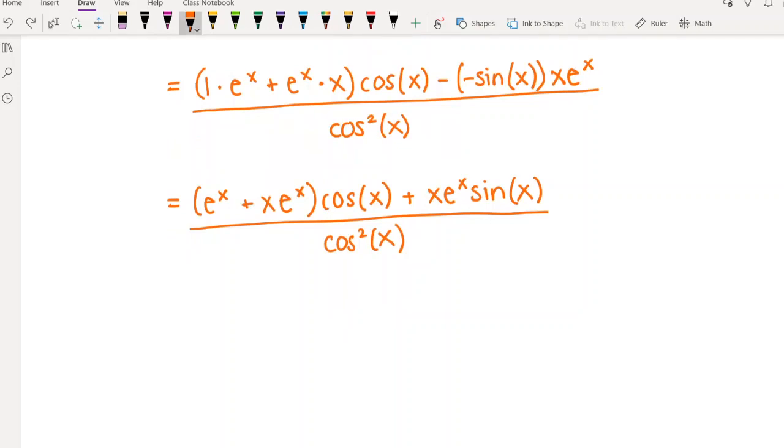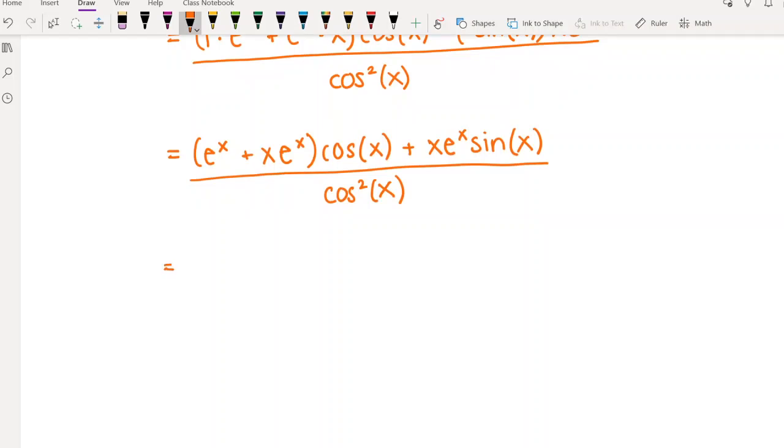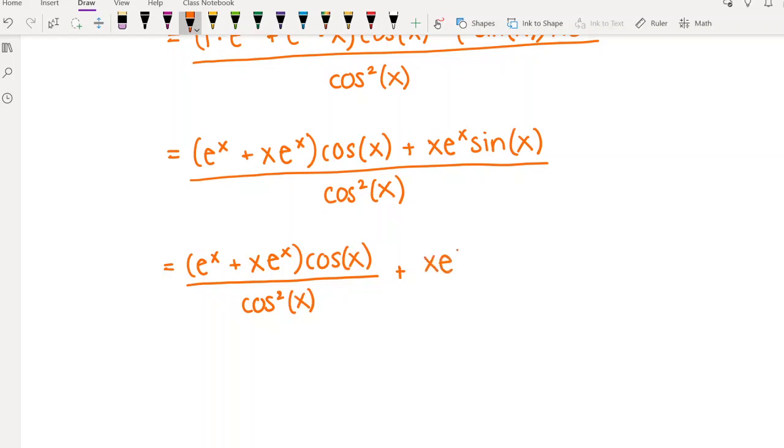So how would I go about simplifying this? Well, looking at this, I can see that here we have a cosine and a cosine that we can do some stuff with. And then here we have a sine and a cosine that seem like they might interact. And so that makes me think, okay, maybe there's a better way to write this. So I'm going to split this into two fractions. I'm going to rewrite this as e to the x plus x e to the x, times cosine of x, over cosine squared of x, plus x e to the x times sine of x over cosine squared of x.